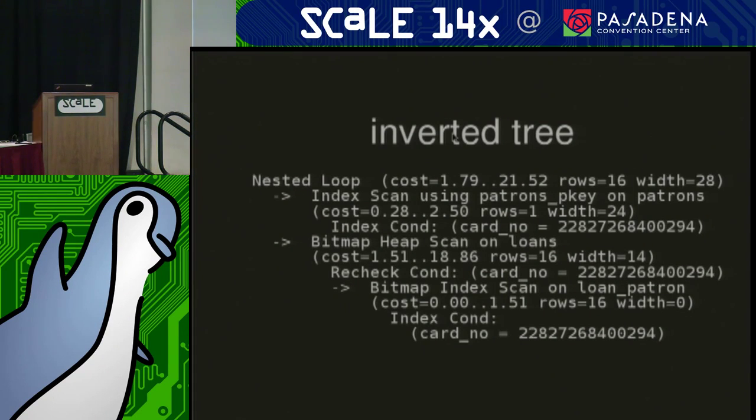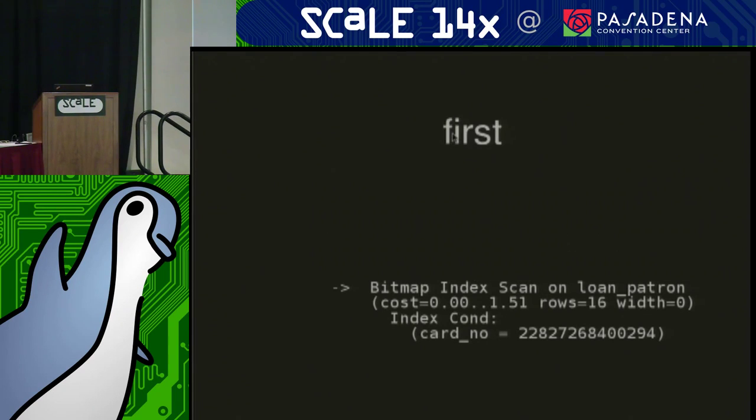So the first thing to understand about explain, and this is the hardest thing to grok when you're first looking at it, is it displays as an inverted tree. What I mean by inverted tree is that the thing that's executed first is the one that's indented innermost. So in this particular query, which has a join in it, we're joining the patrons table against the loan patrons table, this bitmap index scan on loan patrons is what got executed first. For certain definitions of first.